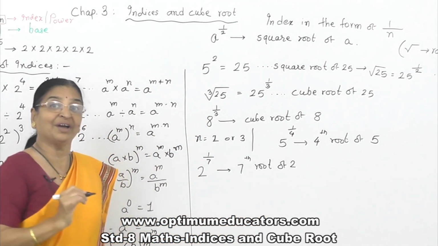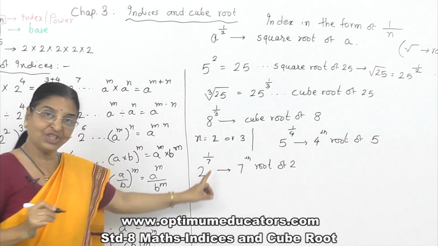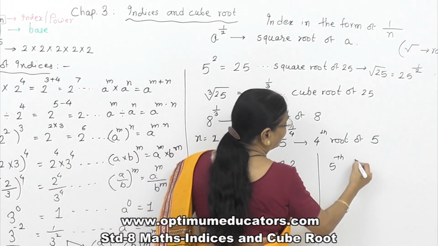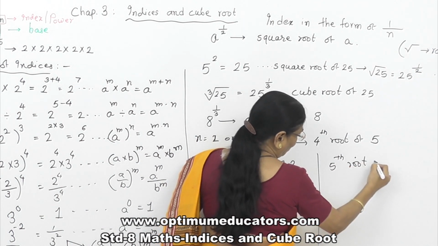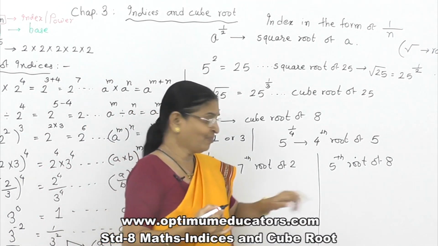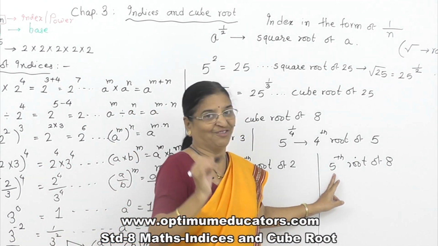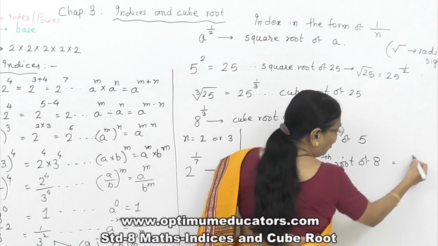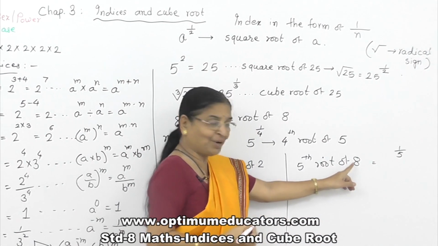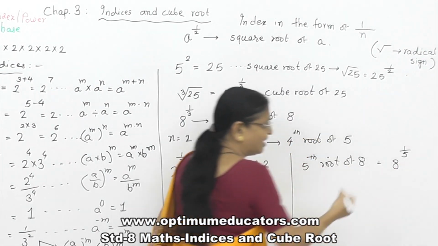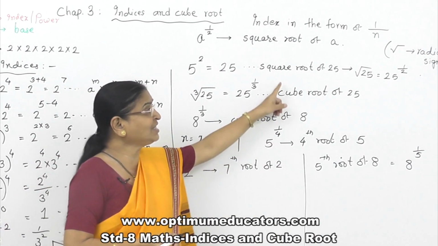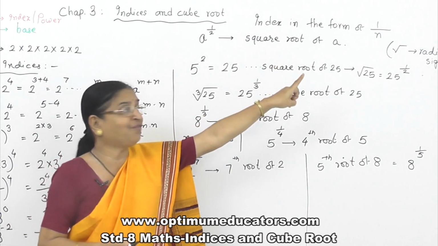If it is given the other way round, can you write it in the index form? Suppose I want to write the 5th root of 8. How will you write it using the index form? Which root is it? 5. So it will go to the denominator, 1 upon 5, of which number? 8. So I will write 8 raised to 1 upon 5. Okay. So this is how we will have a meaning for this.